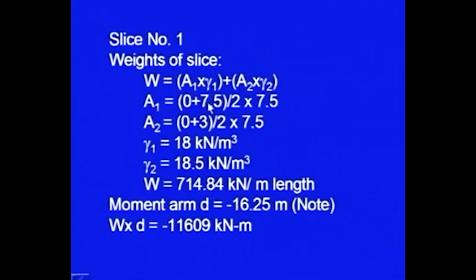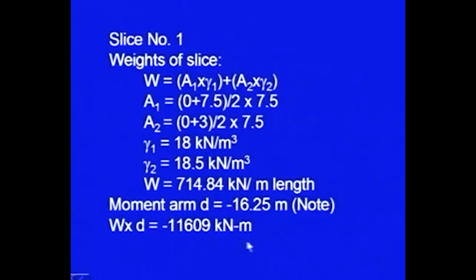So, A1 is 0 plus 7.5 by 2 into 7.5. Also, I calculate A2 from that figure, 0 plus 3 by 2 into 7.5. Gamma 1 was this, gamma 2 was this, and then I got W equal to 714.84 kilonewton, and it is per meter length. Per meter means perpendicular to the plane of paper. The moment arm d will be equal to minus 16.25. So, note down, I am taking negative here. It is on the left side of the vertical line passing through the center O.